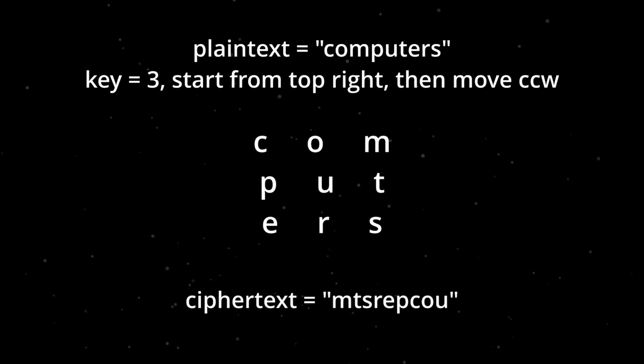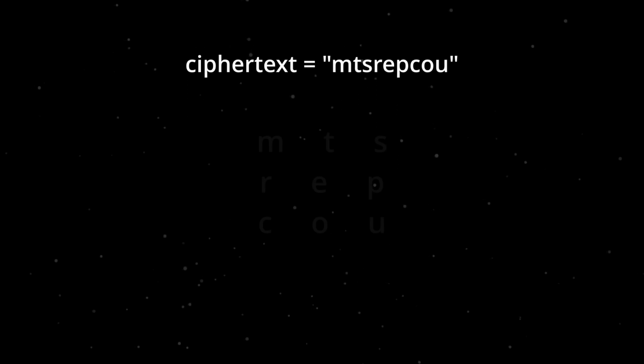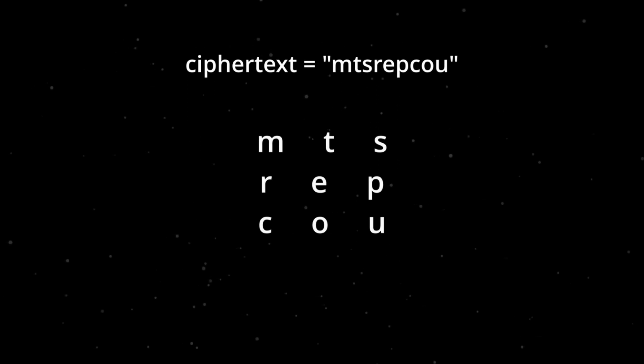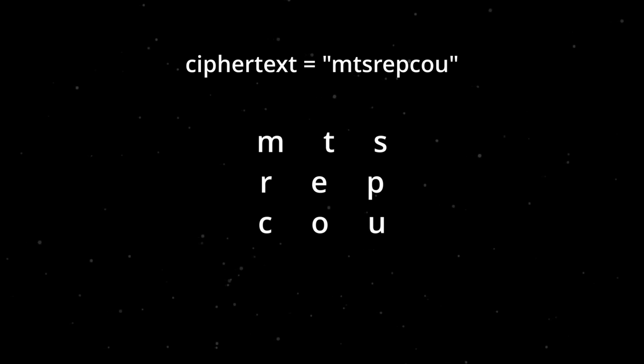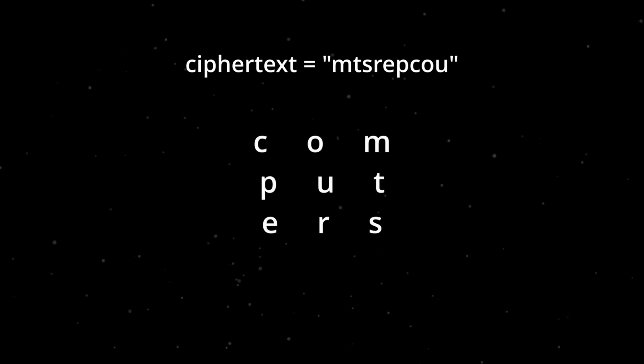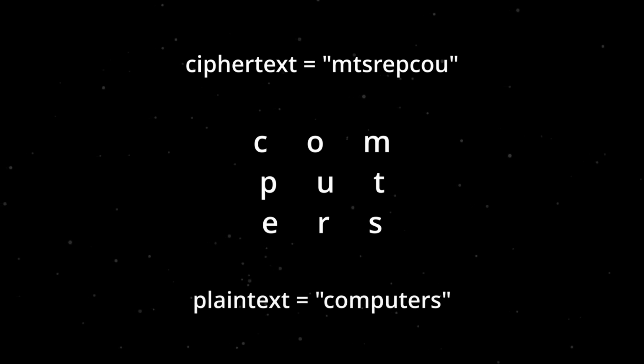MTSREPCOU as the ciphertext. To decrypt, write out the ciphertext with the correct number of columns. But since you know the position of the spiral pattern used to create the cipher, just follow that, and you should get back to the original plaintext grid, with which you can find the plaintext.